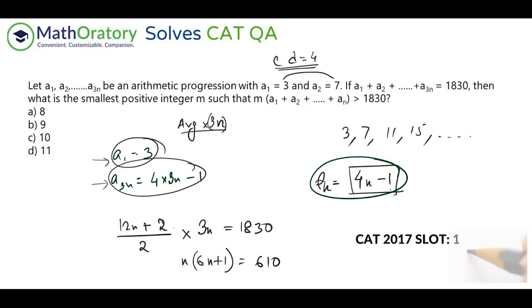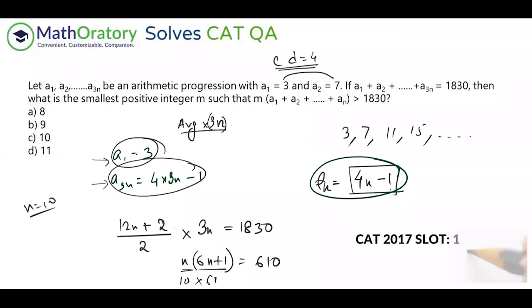Now, you might be inclined towards forming a quadratic here. I typically don't do that because I can see that 6n plus 1 is anyhow greater than n, right? And the 610 has a factor of 10. So if you notice this, you'll immediately find that substituting n equal to 10 gives you 6n plus 1 as 61. And 10 into 61 is 610. So n equal to 10 should be working here.